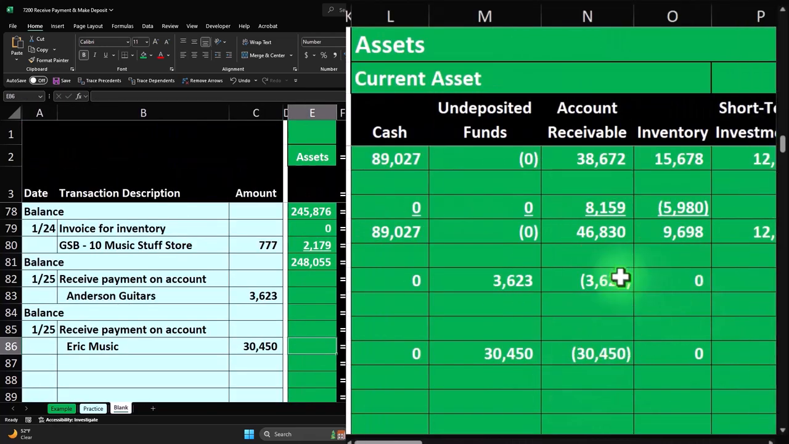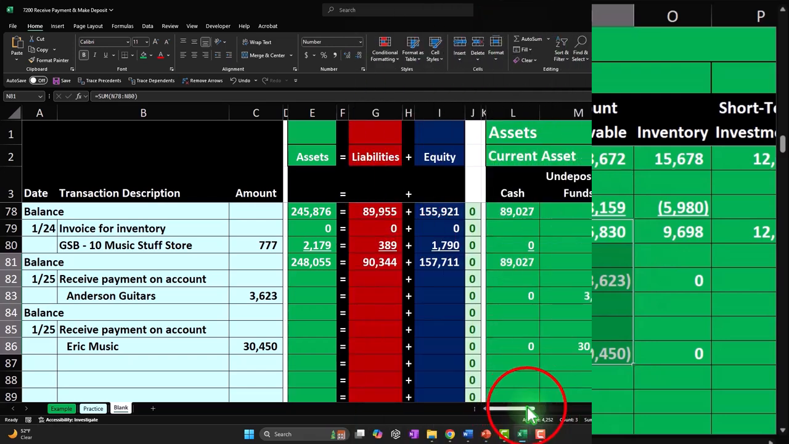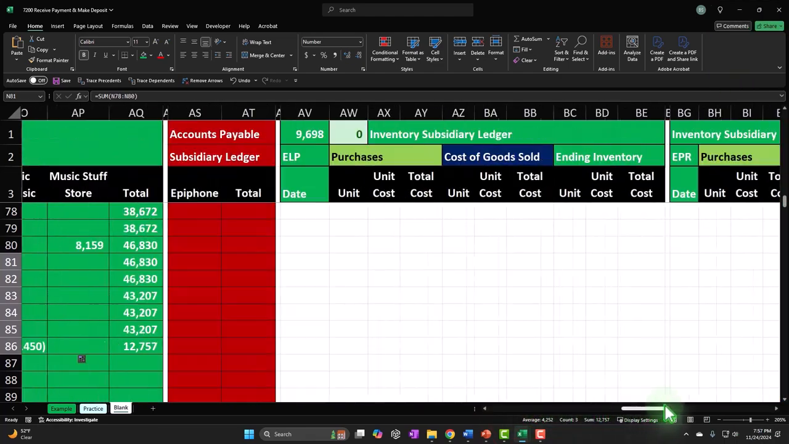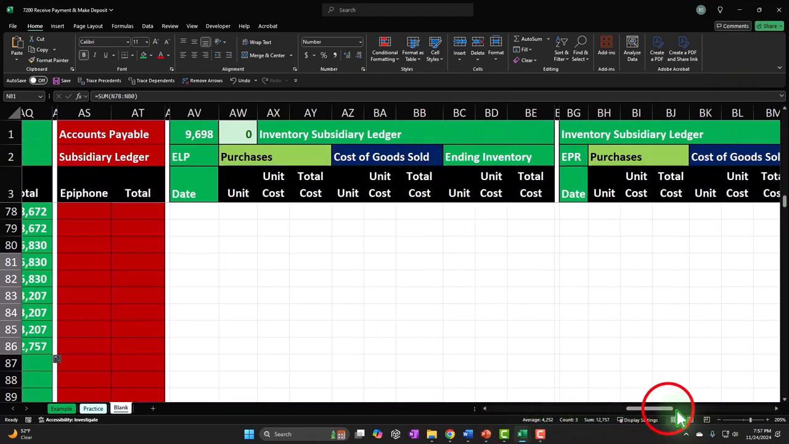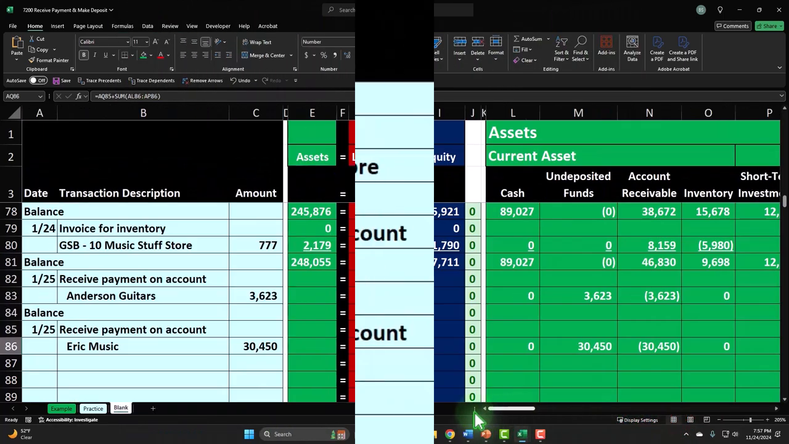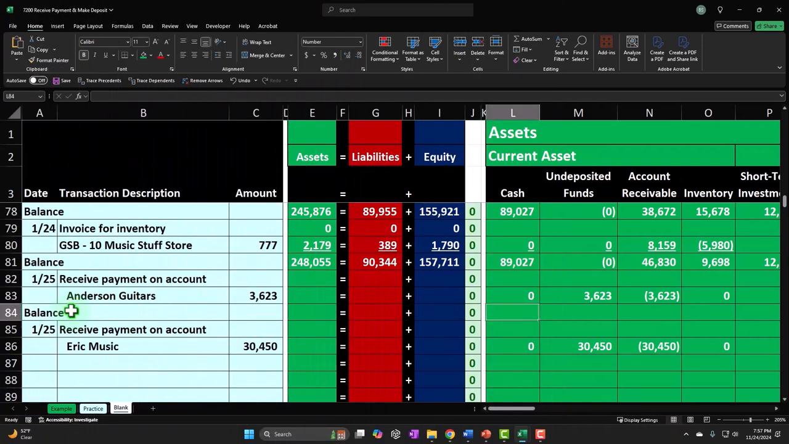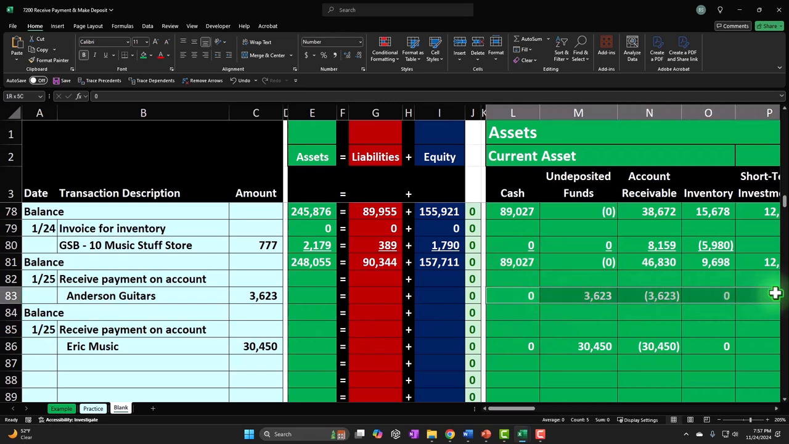Here's our general ledger, and I'm going to copy this down. 12,757, I think that is what it was. Let's just double check it. 12,757. Okay, I'm getting messed up because I should have done a balance here. Before I get ahead of myself, let's put a balance between here. So last one to here, let's put an underline underneath this.